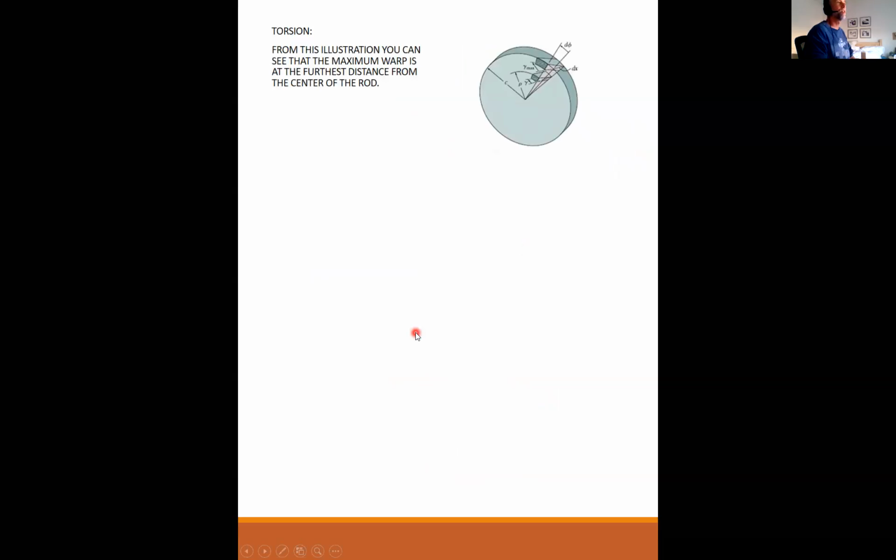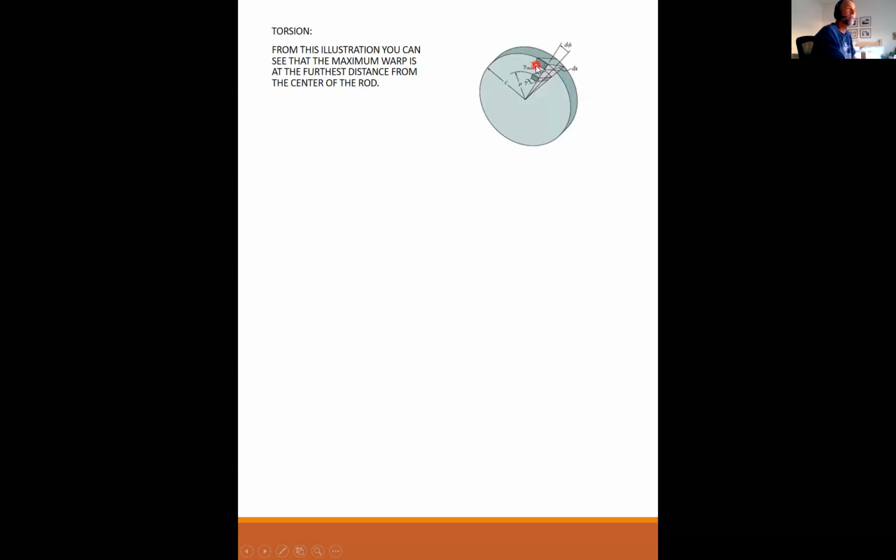Okay, so from this illustration, you can see that the maximum warp is at the furthest distance from the center of the rod. So here's the center of the rod. Rho here represents a radius distance. C represents a radial distance as well. And what this is showing is that as this inside circle turns more than the outside circle, you get this gamma max. And the gamma max is this angle that is turned from the inside to the outside circle. That is a shear strain.